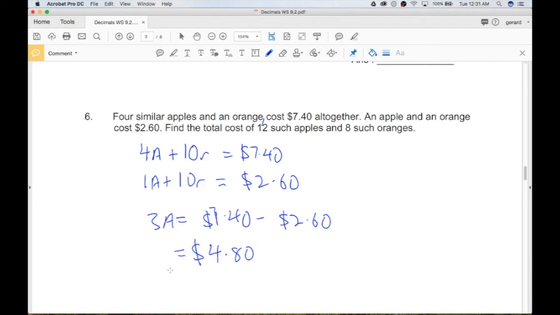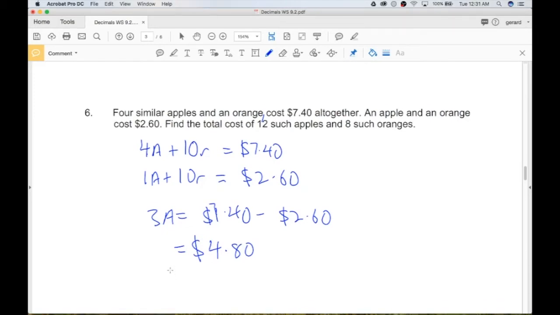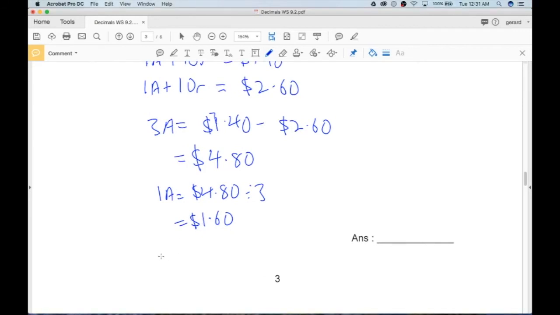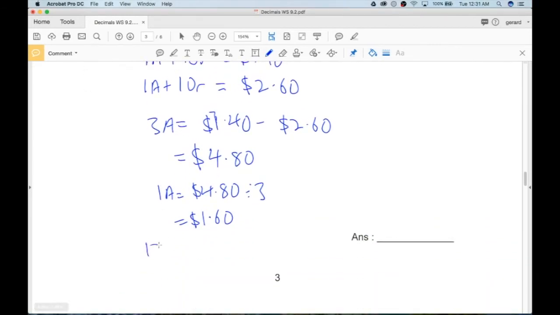Now we need to find the total cost of 12 such apples and 8 such oranges. So what we need to do now is find what is 1 apple. It's simply $4.80 divided by 3. You will get $1.60. Then they ask you to find 12 apples. So 12 apples equals $1.60 times 12, which goes to $19.20. Sorry, I was pressing the calculator.